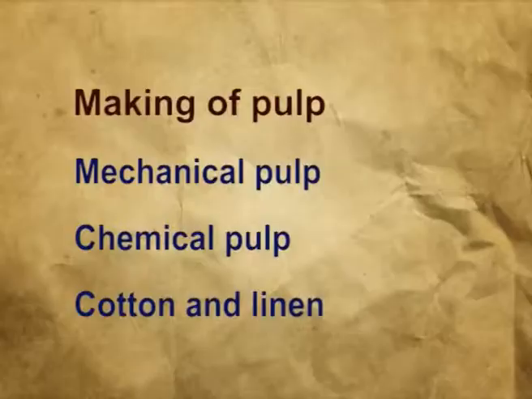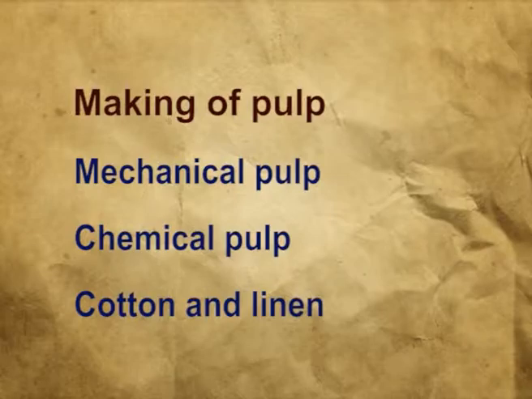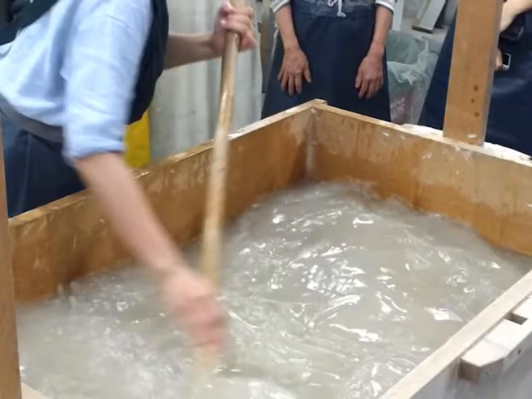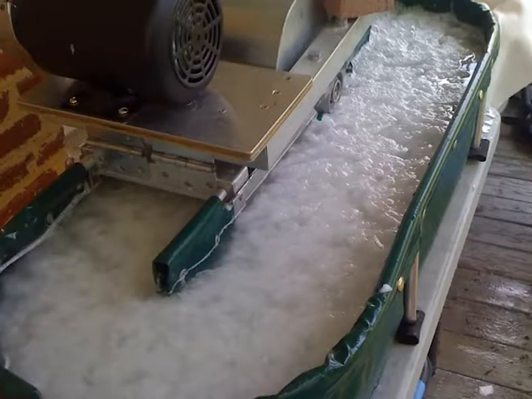Next is making of pulp. On the basis of composition of fibers, papers are classified broadly in 3 groups. First is mechanical pulp, second is chemical pulp and third is cotton and linen. First we will discuss mechanical pulp. Raw materials comprising of rags, straw, grasses and woods are cut into small pieces mechanically. Sufficient amount of water is added with this material and passed through various meshes for obtaining uniformity in size.